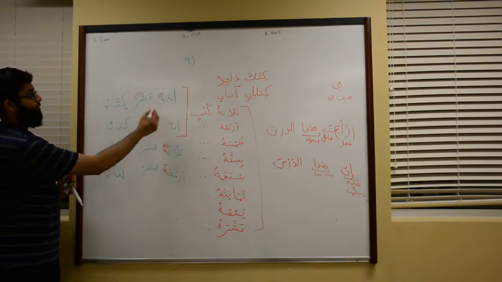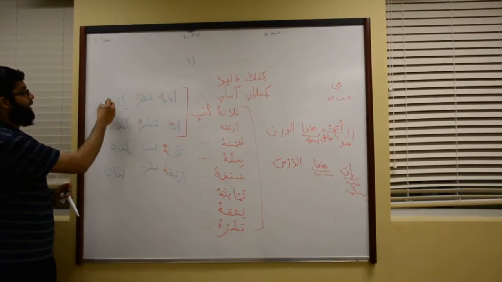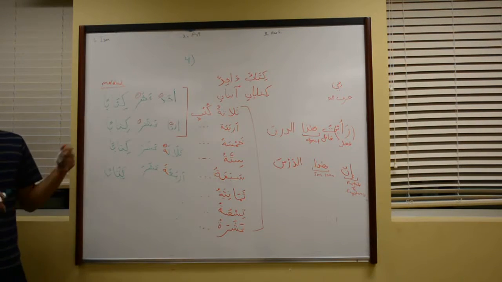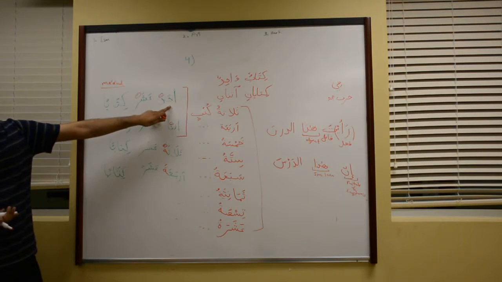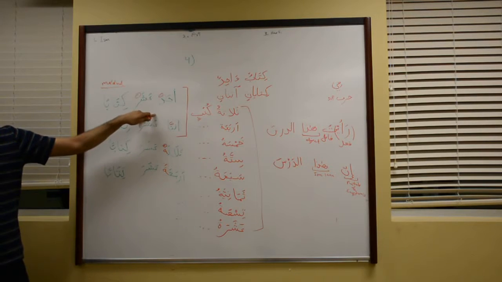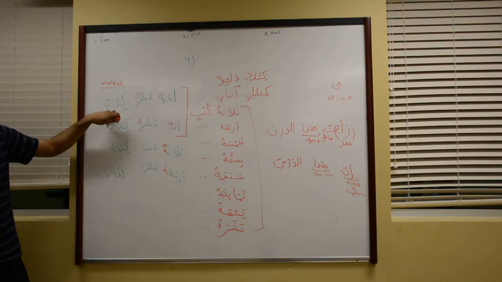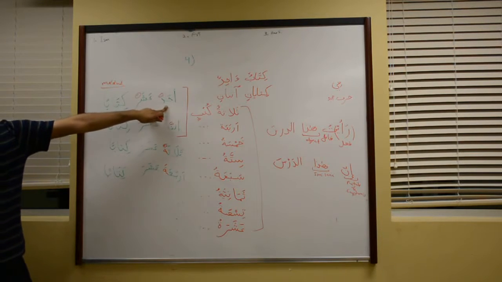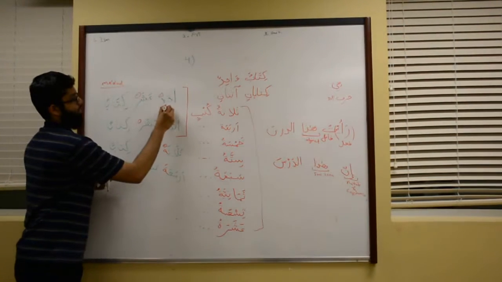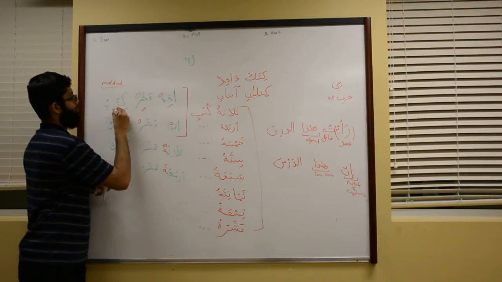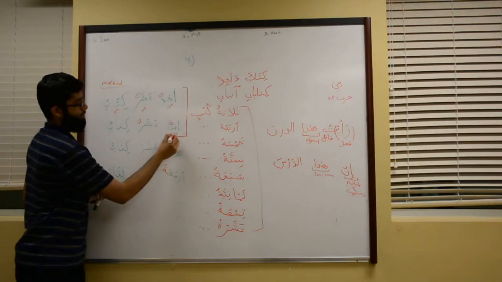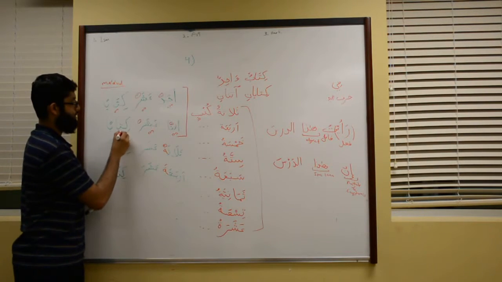From 11 to 12, if the ma'dud, the thing that's being counted, is masculine, like kitabun, then both the first and second number are going to be masculine. So kitaban is masculine, ahada has no ta marbuta, ashara has no ta marbuta. Same thing with 12: ithna is masculine, ashara is masculine, kitaban is masculine.